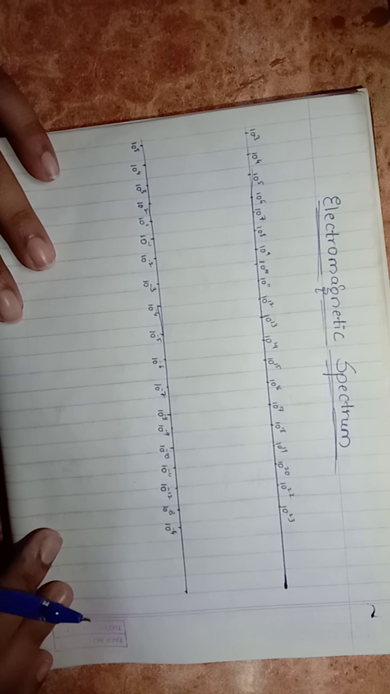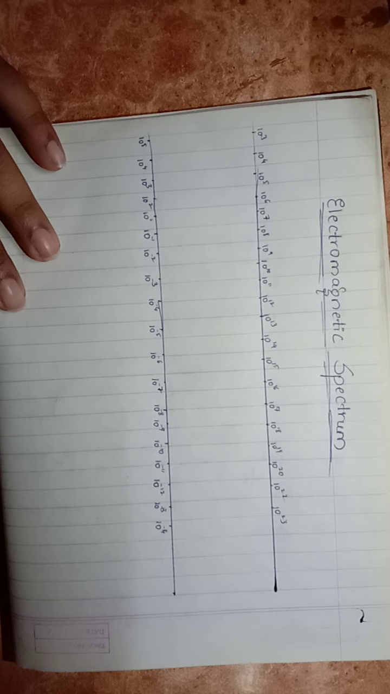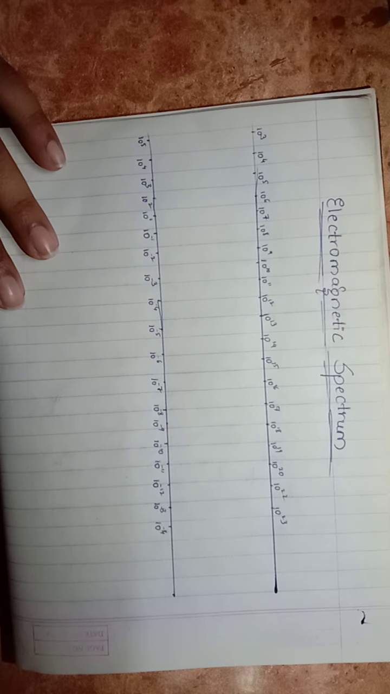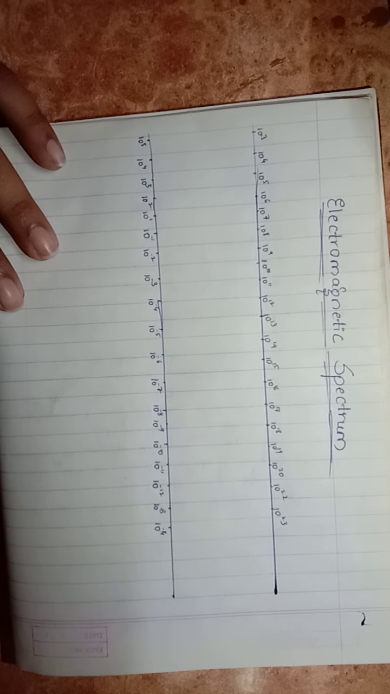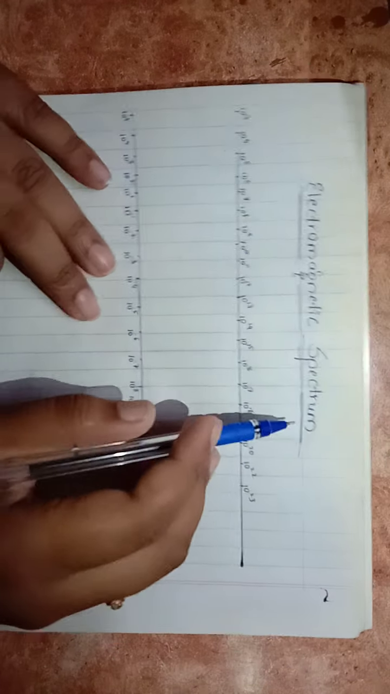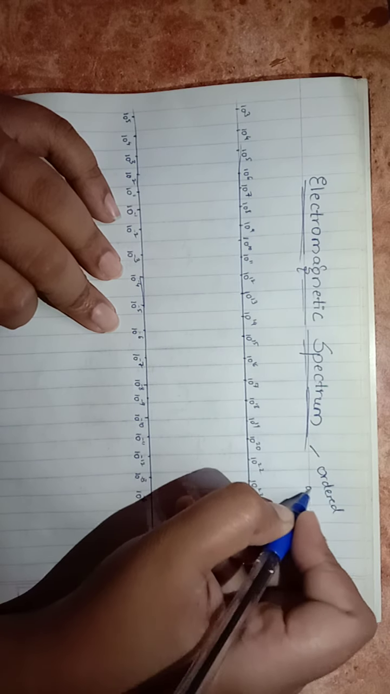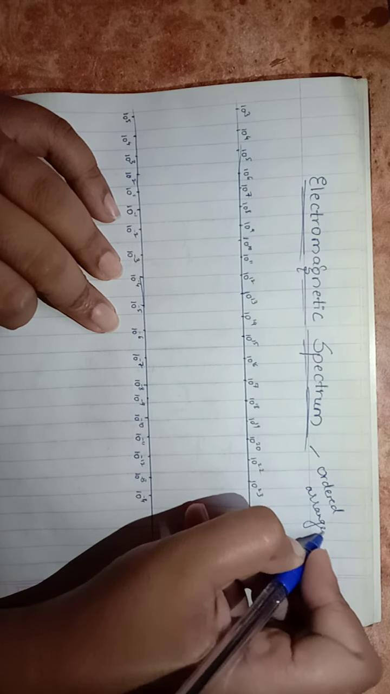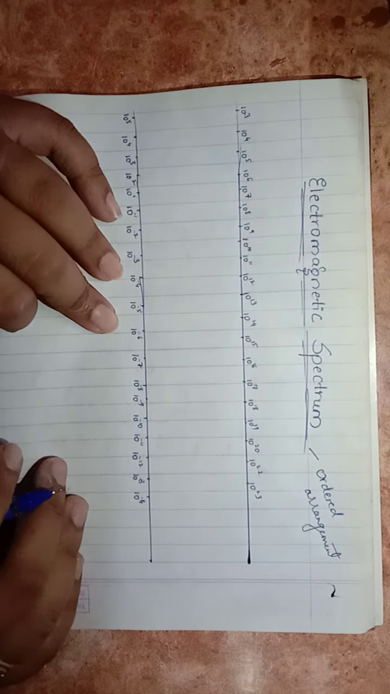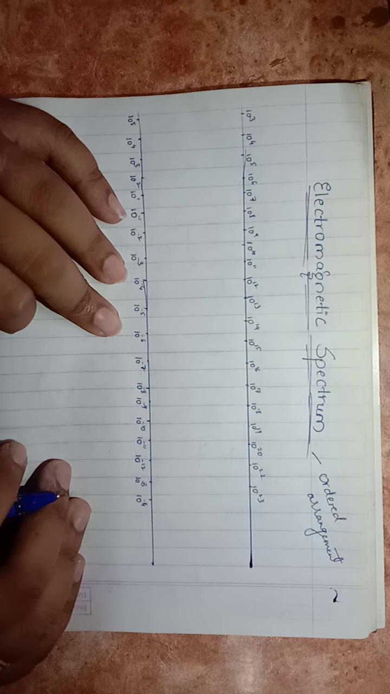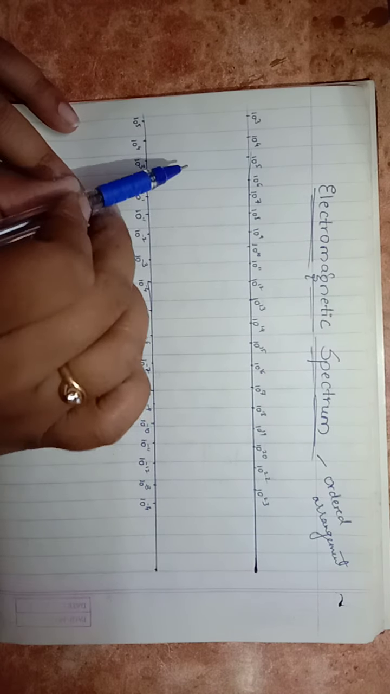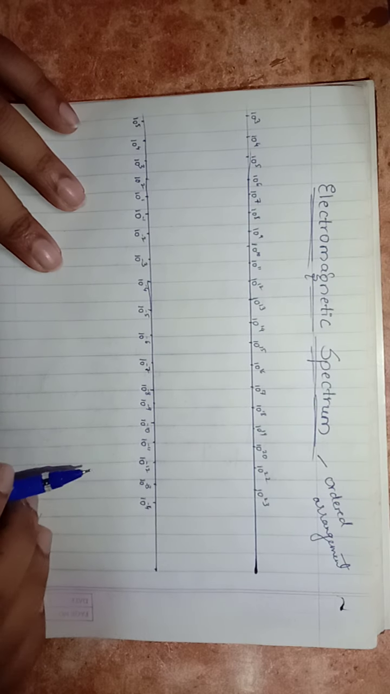See here, students, I told you already that the electromagnetic spectrum is nothing but what? The ordered arrangement of electromagnetic waves. Okay, as I told you, they have different regions with different names.